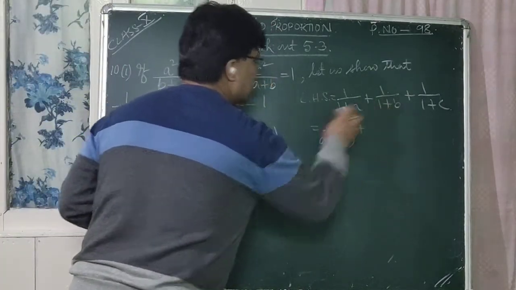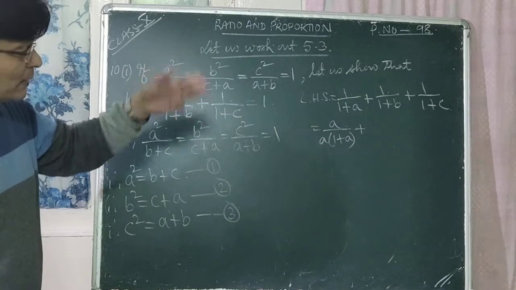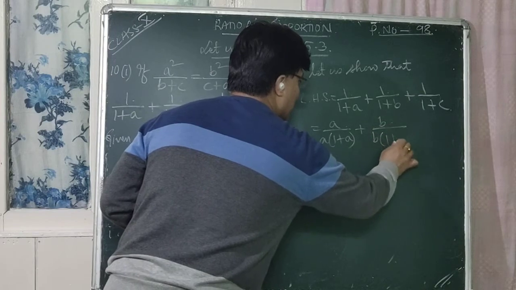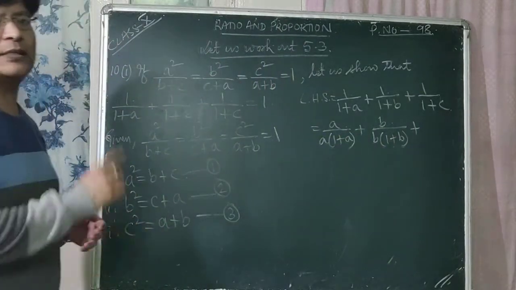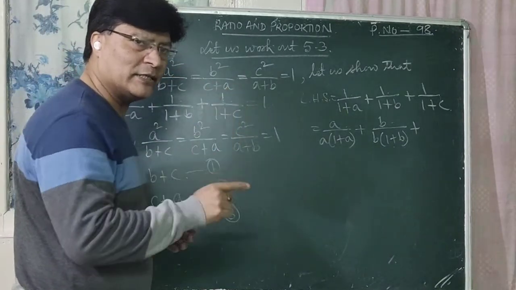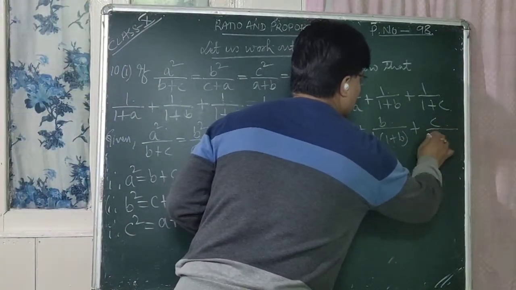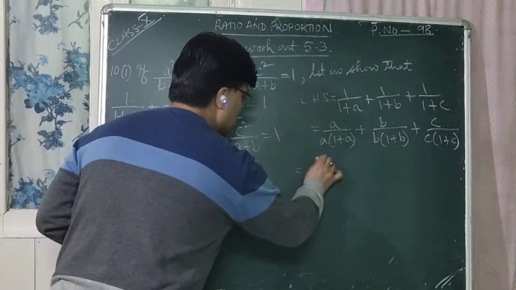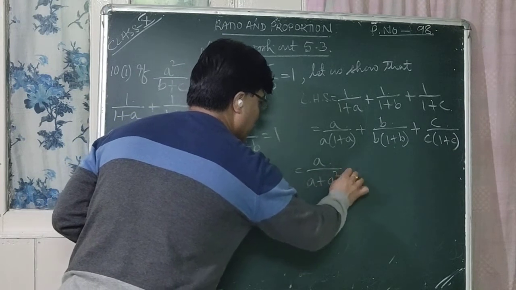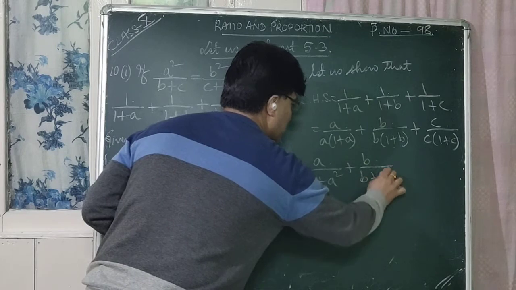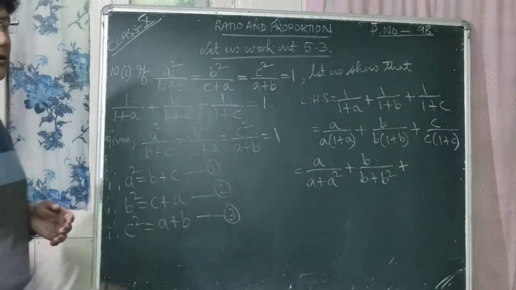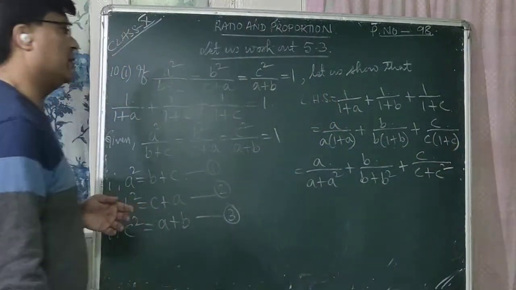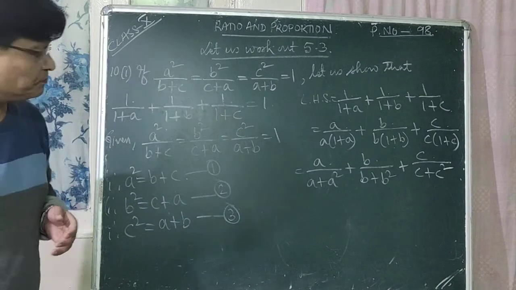Plus similarly, in order to get b as b square, you multiply both the numerator and the denominator by b. So it is b upon b into 1 plus b, plus, for the last term, multiplying numerator and the denominator by c, what do we get? C upon c into 1 plus c. Clear? So this is equal to a upon a plus a square plus b upon b plus b square plus c upon c plus c square. I think you have understood it.